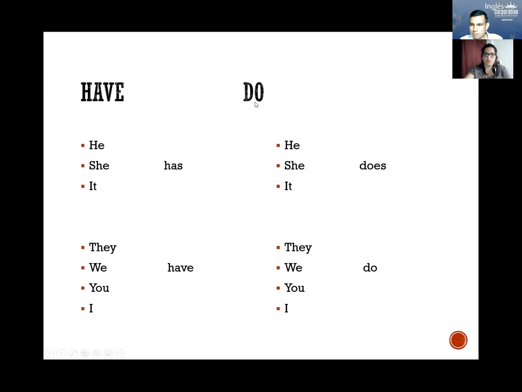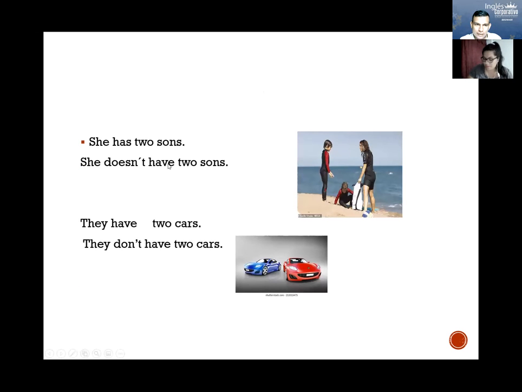Al igual que tú. Do tiene dos funciones. Puede ser la función de auxiliar y la función del verbo. Para decir, ella hace, entonces decimos, she does. Para decir, ella hace la tarea, she does the homework. Cuando utilizamos los otros pronombres, regresará a su forma original, que sería do. They do. Ok, perfecto, teacher.